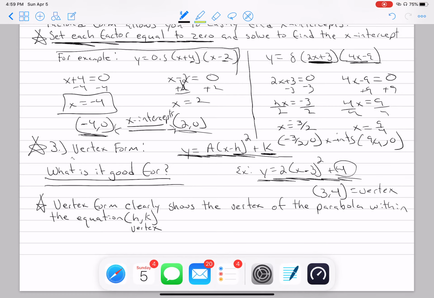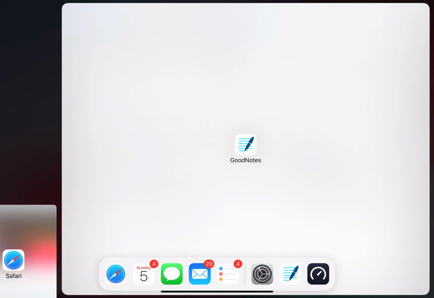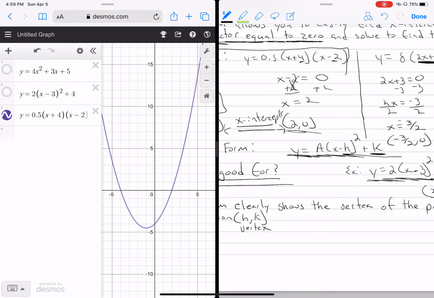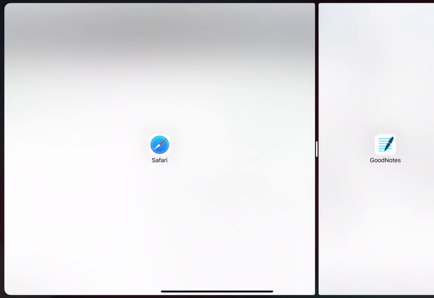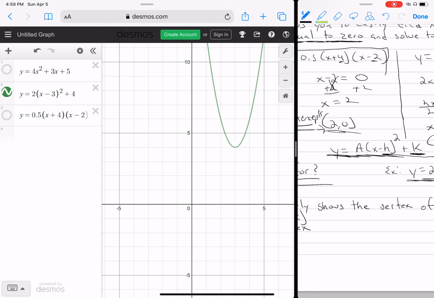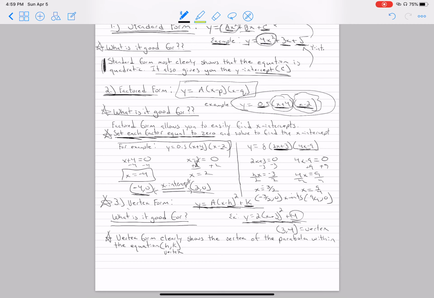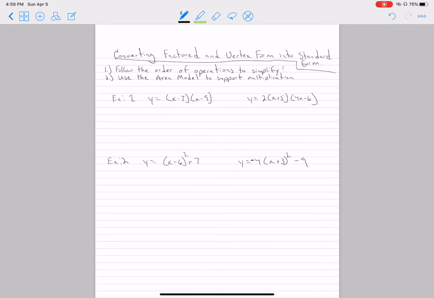Let's look at that in Desmos and see if it worked. So I'm looking at this one, and it's telling me, okay, I should be at a vertex of 3 and 4. Oh, look at that. There's my vertex, right at 3, 4. So just want to make sure that you see it and it makes sense to you. All right, so moving on.